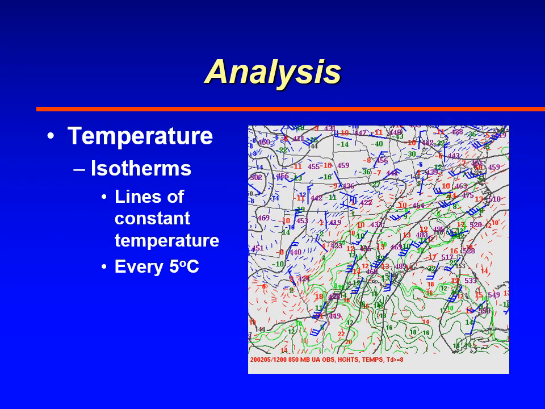An analysis of temperature is performed on all upper air charts. These lines of constant temperature are known as isotherms. They're plotted every 5 degrees Celsius. Looking at this chart, you can see the dashed lines that are blue and red indicate isotherms. And you have colder temperatures to the north and warmer temperatures to the southeast. Typically on this chart, where it changes from blue to red lines, that indicates an area where it is freezing. In other words, that is the 0 degree isotherm in that region.